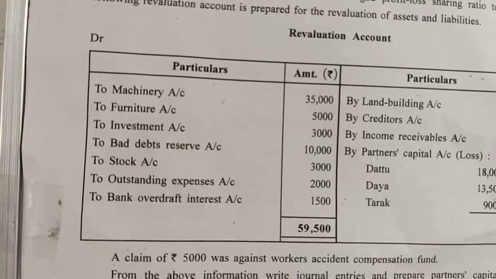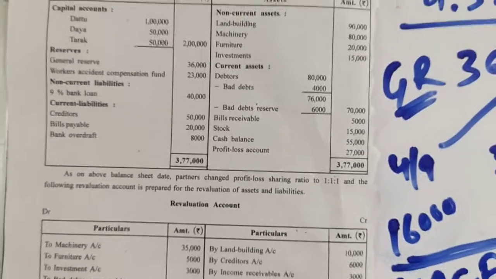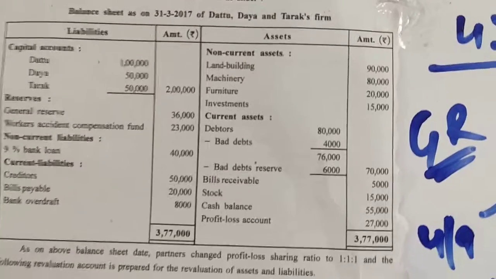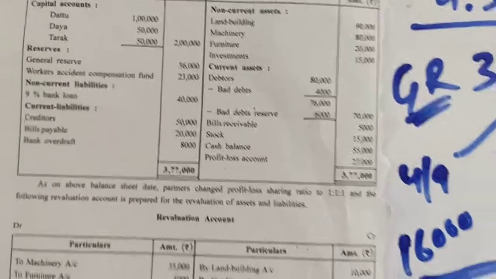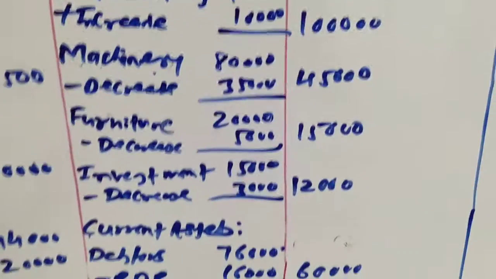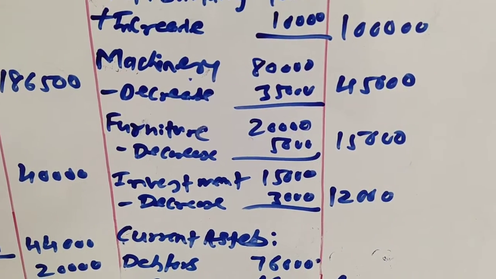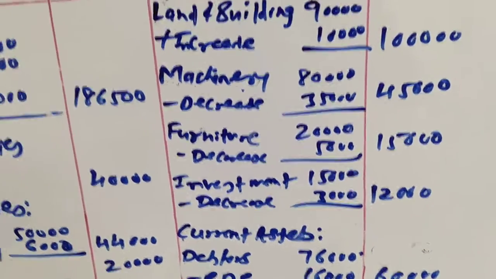Next is furniture. How much? 5,000. Furniture is given already 20,000. Right. Third item 20,000 furniture, and 5,000 we have to reduce. So 15,000 will be shown in new balance sheet. Here it is. 15,000. Furniture account debit minus decrease 5,000, outer column 15,000. Again asset side of balance sheet.